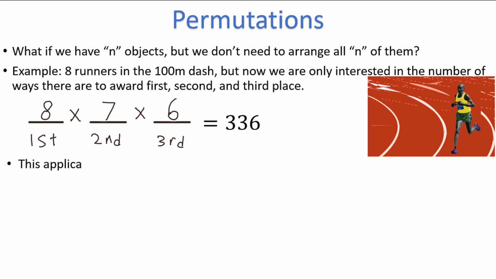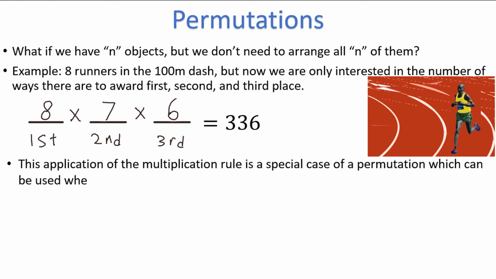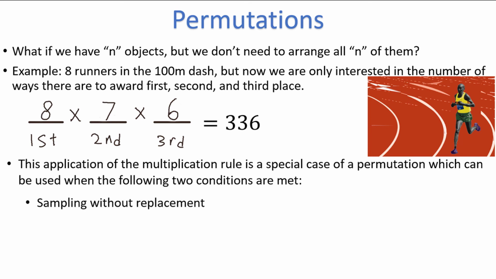Now what we've done here is the multiplication rule for counting, but it happens to be a special case of another counting technique called a permutation. A permutation is a method of counting that can be used when both the following conditions are met. We are sampling without replacement, and the order that the objects are chosen matters. Sampling without replacement means that once an object is chosen, it can't be chosen again. Like once the runner comes in first, he can't also come in second.